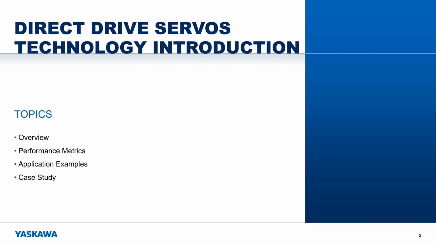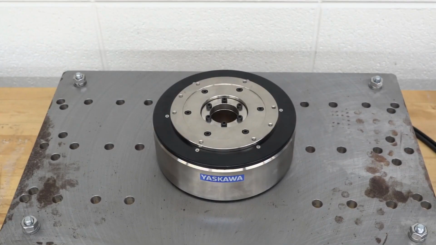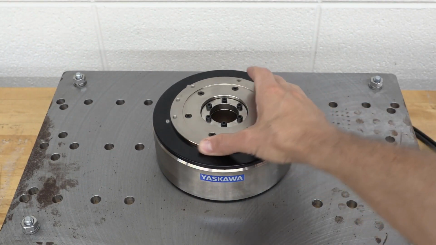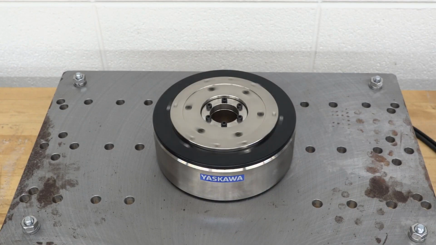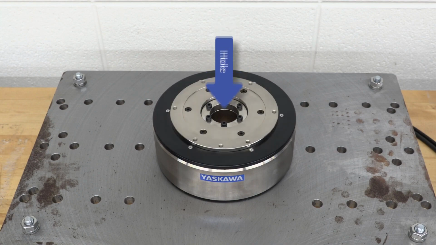Let's get started. Here is a typical direct drive motor mounted to a steel plate. I can rotate the flange by hand when it's powered off. Now I'll turn it on and run a gentle test move. A direct drive motor is characterized by the cylindrical shape with a hole through the middle of the rotating flange.